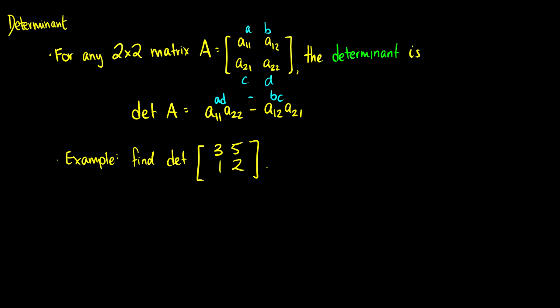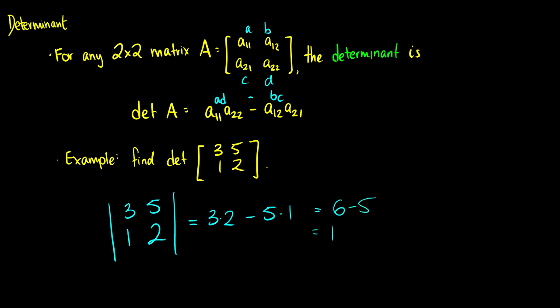To do the determinant, normally we'll just use straight lines. So we would write this as the straight line 3, 5, 1, 2, and this stands for the determinant of the matrix 3, 5, 1, 2. This is equal to A11 A22, so 3 times 2, minus A12 A21, so minus 5 times 1. This is 6 minus 5, which is equal to 1. So the determinant of this matrix is equal to 1.